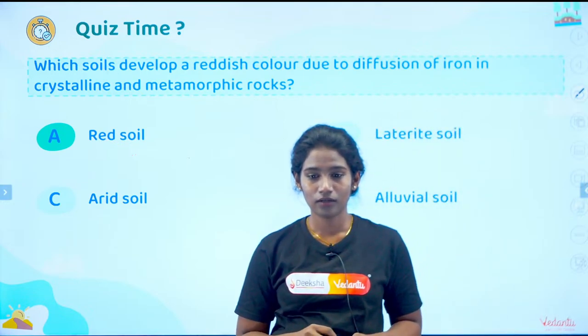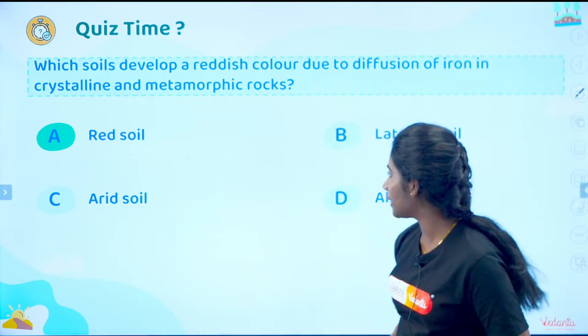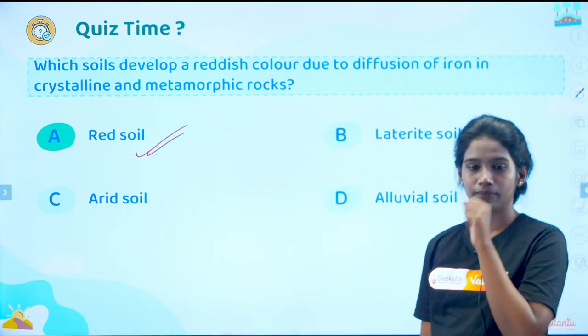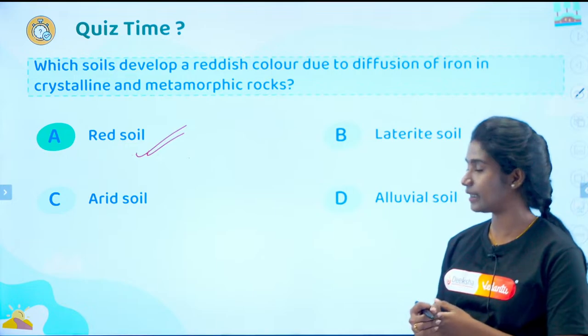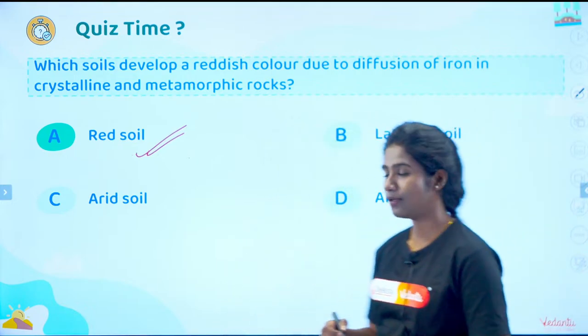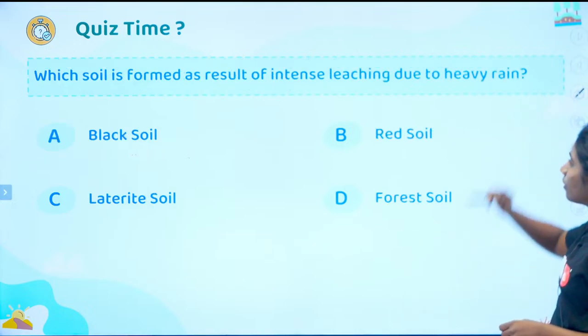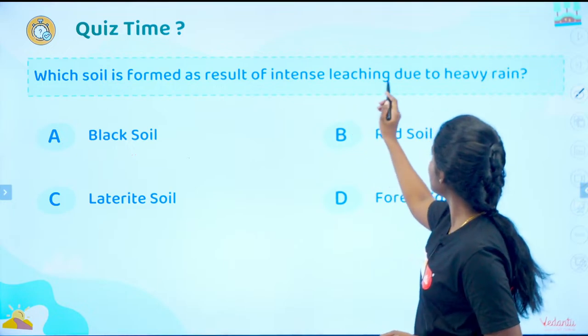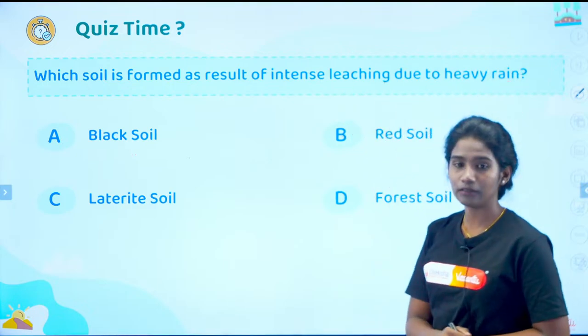And if it is hydrated, what happens? Yes, option A says red soil, and option A is the right answer. What if the soil is hydrated? It is yellow.